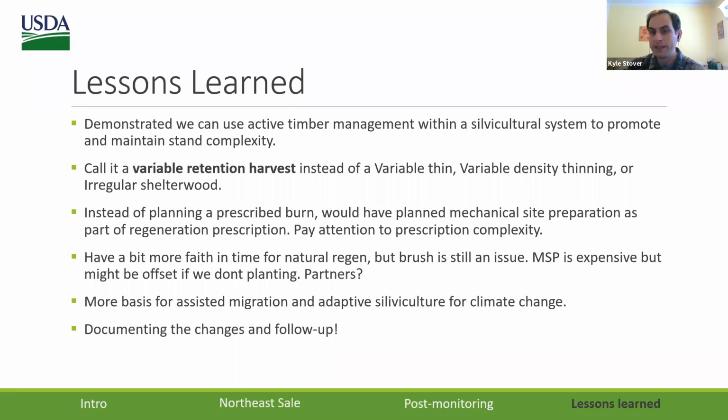So where I think mechanical site prep and even tree release needs to be seriously considered, maybe the cost of that could be offset by the fact that we're not planting. Or our partners are interested in doing some of that work with us that would meet some of their goals as well.